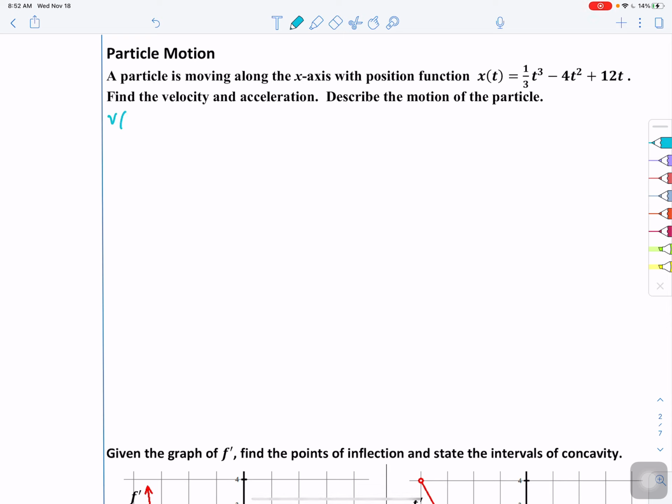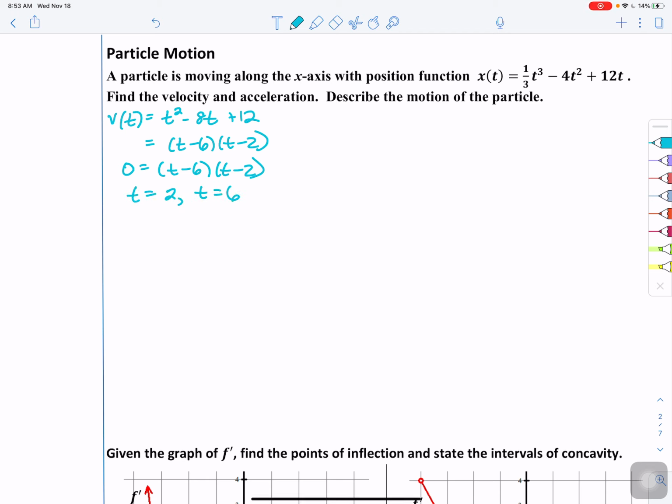So let's go ahead and find the velocity, which is just the derivative of the position function. So we have t squared minus 8t plus 12. Let's go ahead and factor that, and then let's set it equal to 0. So t is equal to 2 and t is equal to 6. These are our critical points. I also want to mention, since this is motion, this is where the velocity is equal to 0.